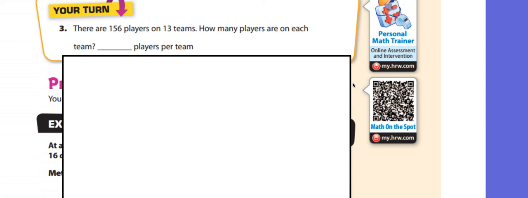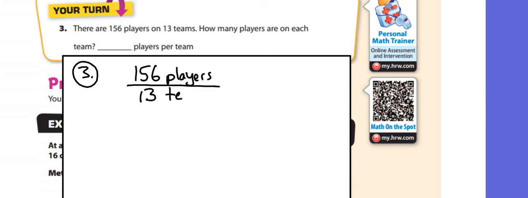Blank players per team. This is a unit rate question because if you take the information given to you and record it as 156 players over 13 teams, it's not a unit rate because the second term is not 1. And so that's a reminder of what you're supposed to do. A unit rate is to make the second term 1. Well, how would we do that? Well, if you wrote this is going to be equal to a simplified version, we don't want to know how many players are on 13 teams. We want to know how many players are on one team.